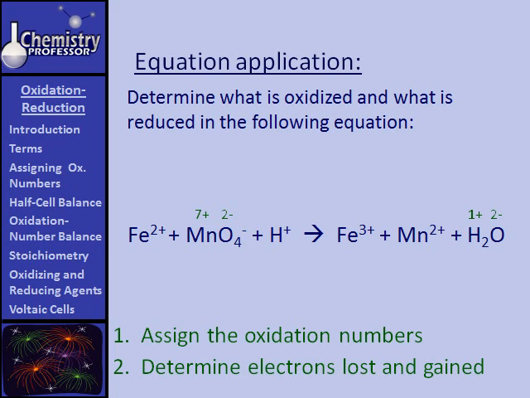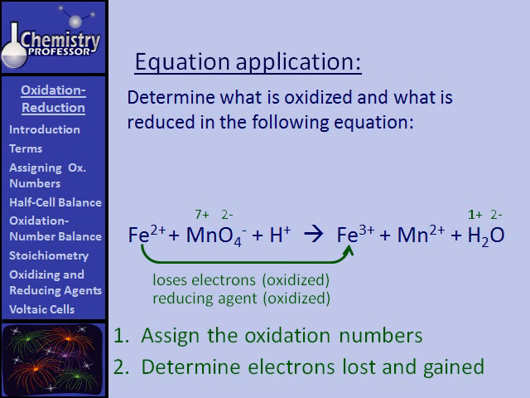Now let's determine the electrons lost and gained, or what is losing electrons and what is gaining electrons. The first thing that we see changing is iron going from a +2 to a +3. What is it doing electron-wise? It loses electrons. It is oxidized. Just as a reminder, it is the reducing agent. Remember, reducing agents lose electrons. Reducing agents are oxidized. Say it again and again until it becomes absolutely clear to you.